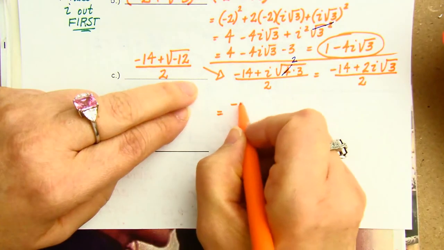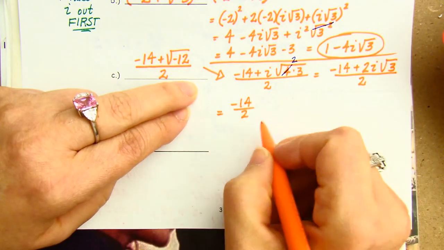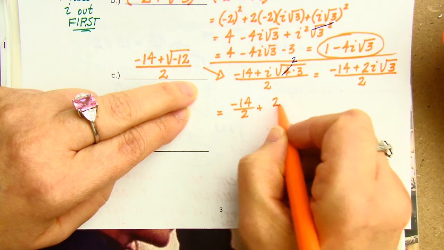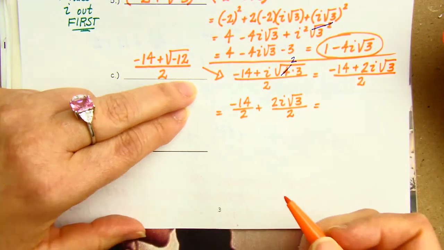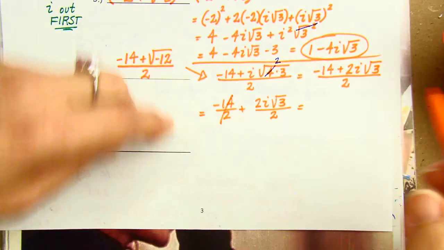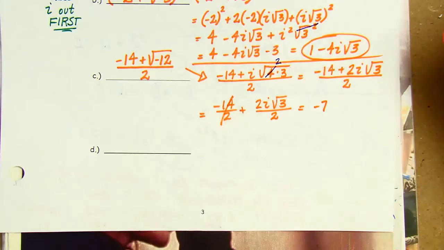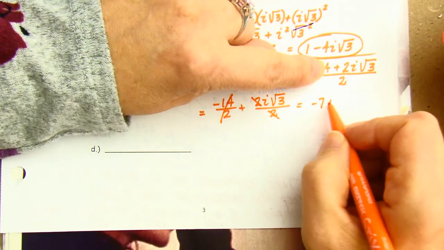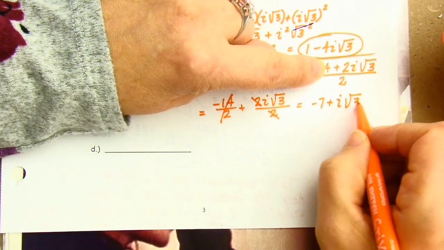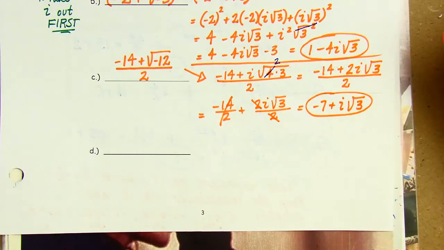This is negative 14 over 2 plus 2I root 3 over 2. And you have to simplify. This equals negative 7. Look, the 2's are going to divide out, and this is going to become I root 3, and that's addition. Folks, this is A plus BI form. Yes, you're right, I have the I in front of the radical. That's because we mean it to not be inside the radical.